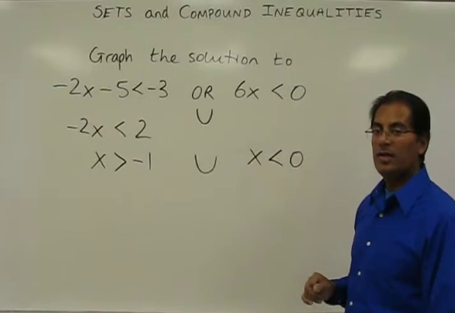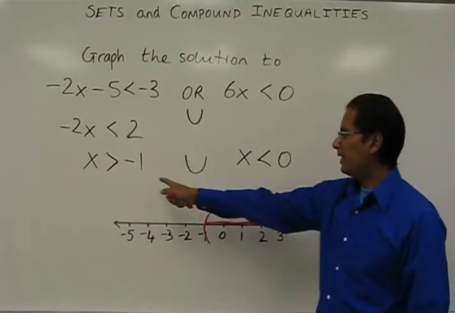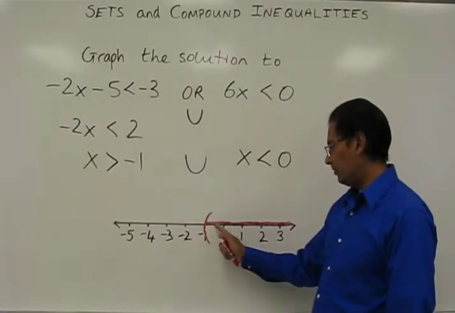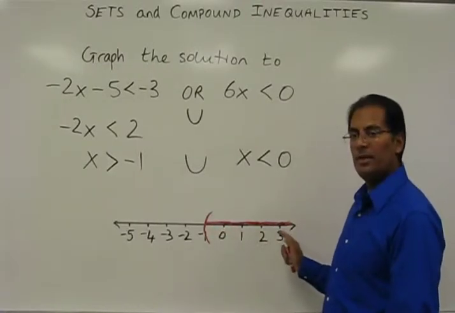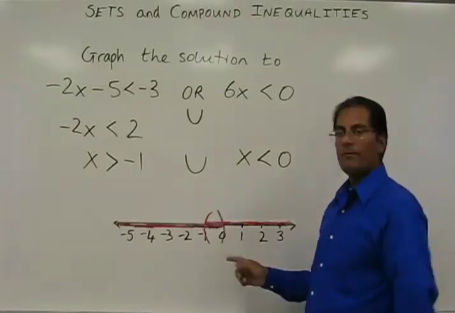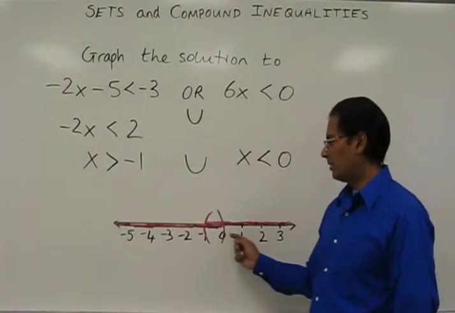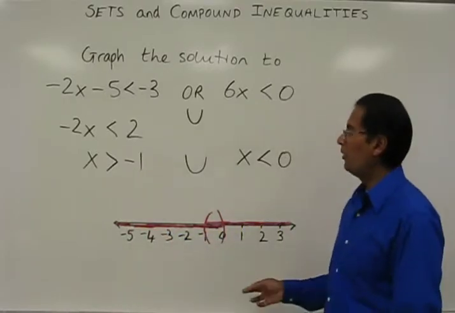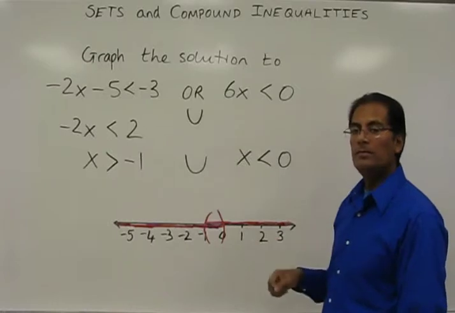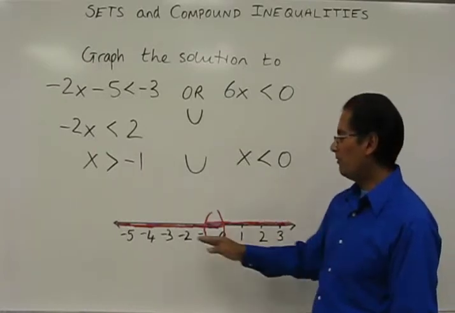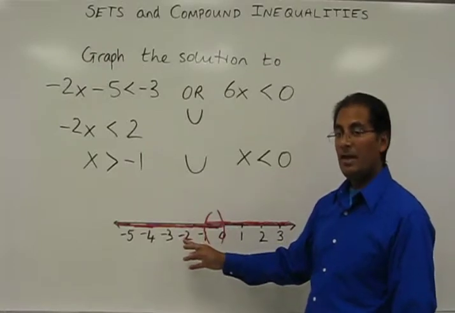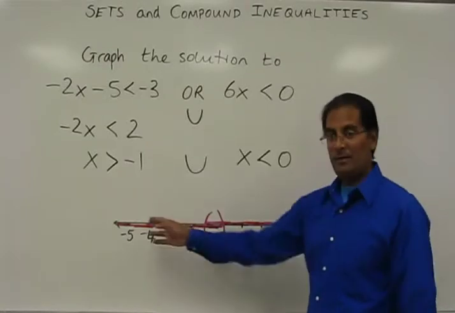And let's graph this now. So x greater than negative 1 would look like this here. From negative 1, parentheses, everything to the right of negative 1 shaded. And then x less than 0 would look like this here, with a parenthesis at 0 and everything to the left shaded. And we're looking for the union of these two sets. Union means all. And so we want everything in this set or everything in this set. And actually that includes everything then.